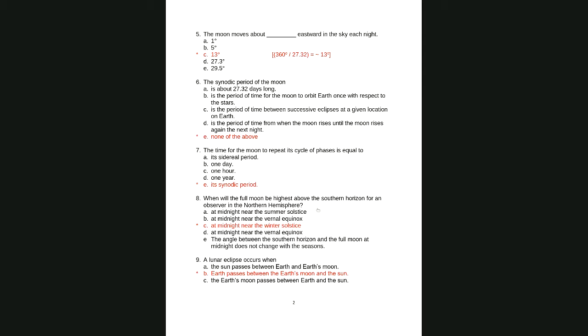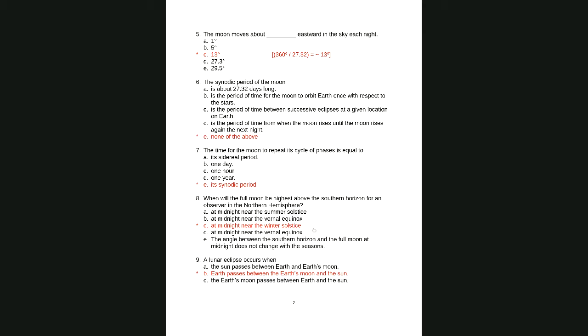8, when will the full moon be highest above the southern horizon for an observer in the northern hemisphere? The answer here says at midnight near the winter solstice. Now remember when we talked about the full moon, we said the full moon rises around sunset in the east, it will be at the meridian around midnight, and it will set close to sunrise in the west. So it will be at the meridian around midnight. That's where it will be high in the sky.